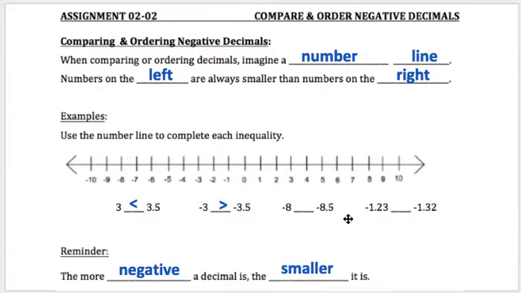So you can pause the video, think about them individually. Negative 8 compared to negative 8.5. Use the number line to help you. Whichever number is farther to the right is the larger number. Whichever number is farther to the left is the smaller one. See if you can place the inequality symbols properly or precisely, and then press play when you're ready to check your thinking with mine. Remember, the more negative a decimal is, the smaller it is.